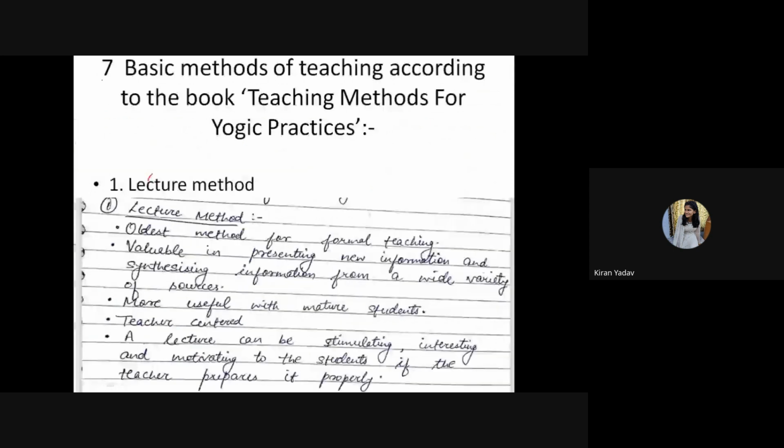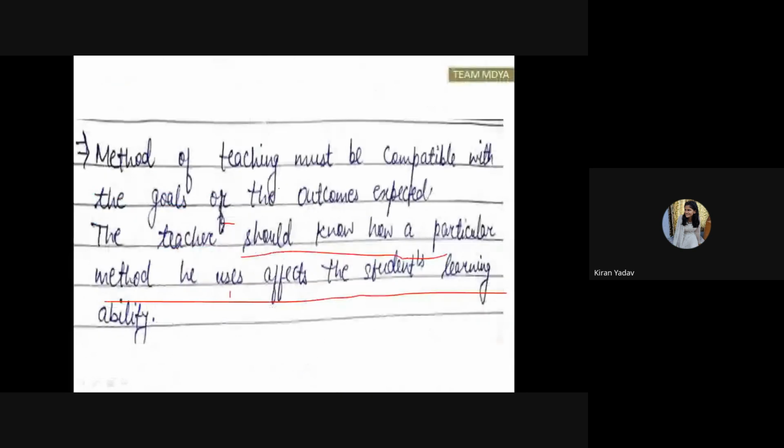Seven basic methods of teaching according to the book Teaching Method of Yogic Practices. First one is lecture method. Lecture method is the oldest method for formal teaching. Before starting it, tell me about lecture method. Anyone?